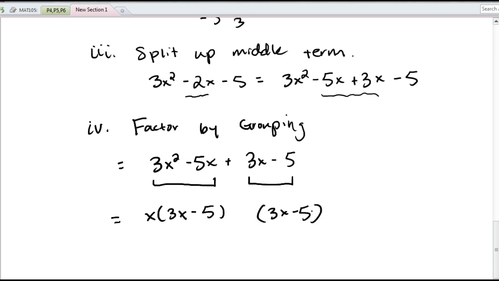And then that's all you have to do is ask yourself, well, what do I take out of the second group to get that expression? Well, in this case, it's already there, so we just have a 1. Because if you distribute a 1, you get the same exact expression.